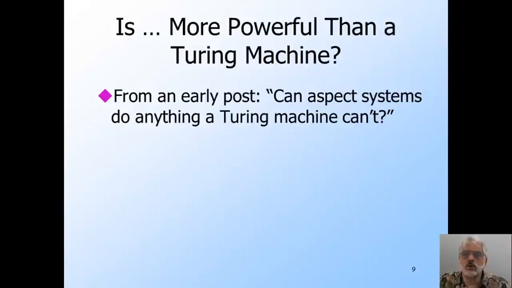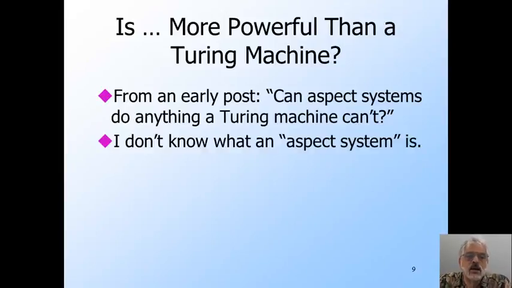Now that we know about Turing machines, we can address a question that I recall from one of the first posts on the forum. The questioner was evidently impressed by something called aspect systems. I think I remember reading about them a generation ago. They were supposed to be the next big thing after object-oriented programming. I guess they weren't, but it doesn't matter what they are.